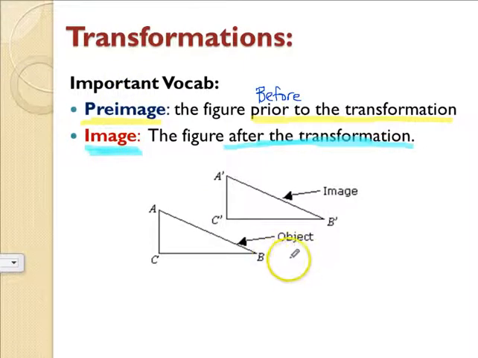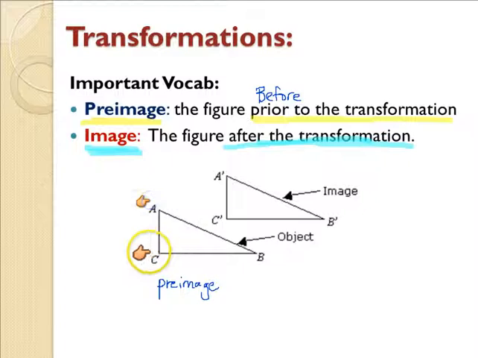So we need to note, and we had to come up with a certain way to let readers know what was the pre-image and what was the image. So what was the before and what was the after. So we came up with a way of writing our points to let the reader know what is the pre-image and what is the image. If you look really close here, this triangle right here is the pre-image. It hasn't been moved yet. It hasn't undergone any type of transformation yet.